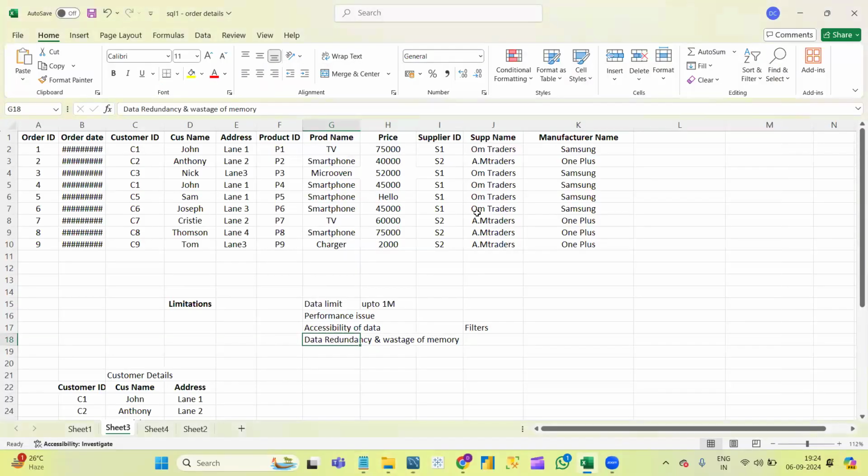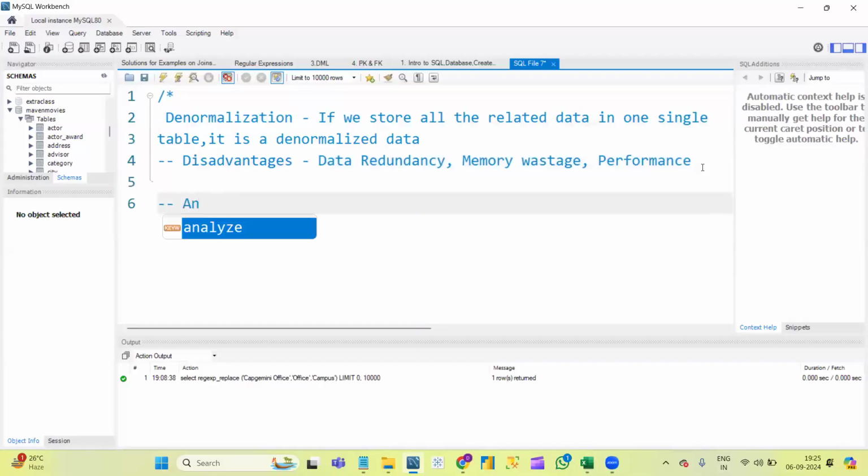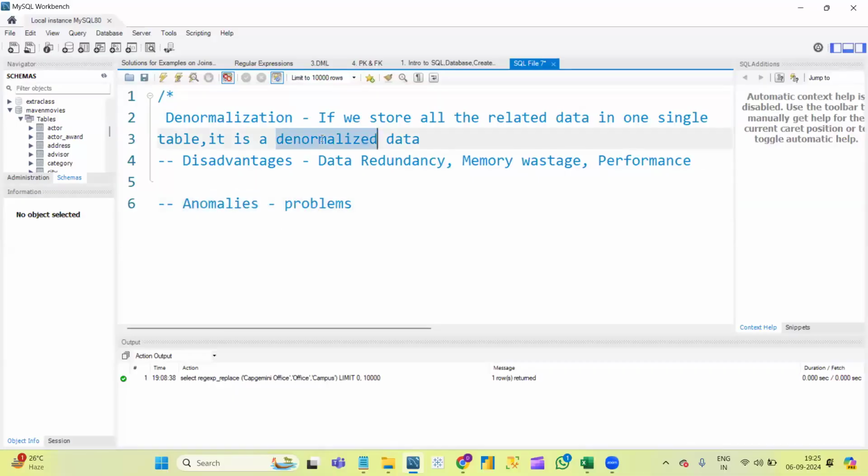So here, what the concept is: if I store the data like this, I'm giving you the exact disadvantages. If I talk more technically, if I store the data in denormalized form, we have something called anomalies. Anomalies means problems. What are all the problems we face if we store the data in denormalized form? Let's discuss. We have three kinds.